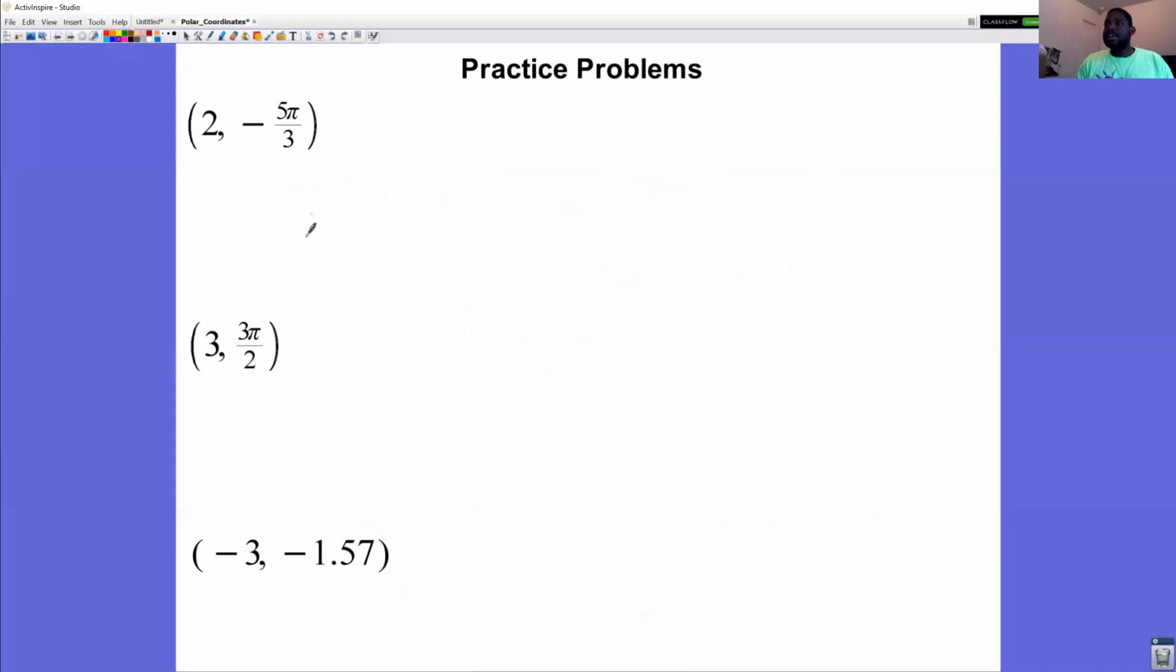Remember that all your theta values are in radians, and you'll need to know that information because number 3, you'll want to utilize a calculator. So for this third problem, you might want to consider using a calculator. So use a calculator in radian mode to get the corresponding rectangular coordinates for that point.